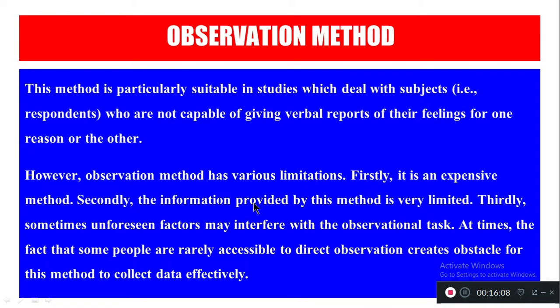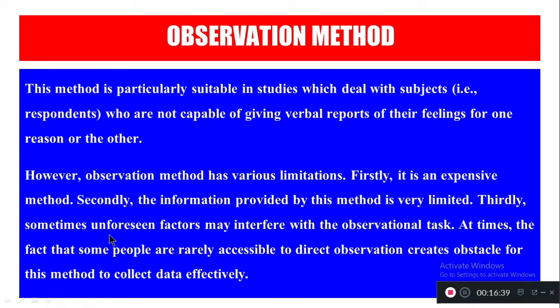Secondly, the information provided by the subject is very limited. Sometimes students come and buy egg puffs. So we are just seeing the egg puffs alone. We are not seeing whether they are eating them or how many egg puffs are eaten by one student. All that we are not getting. So the information we get from the observation method is very limited.